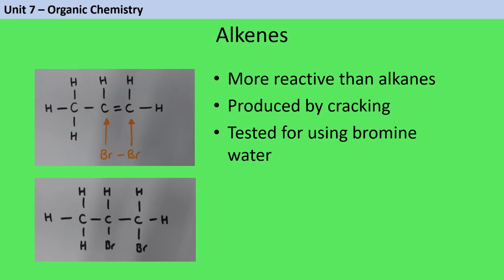You shouldn't be replacing all of the carbon-carbon bonds in the molecule with double bonds, you just need 1 of them. In order to test for an alkene, we add an orange liquid called bromine water, which will turn colourless in the presence of a double bond.